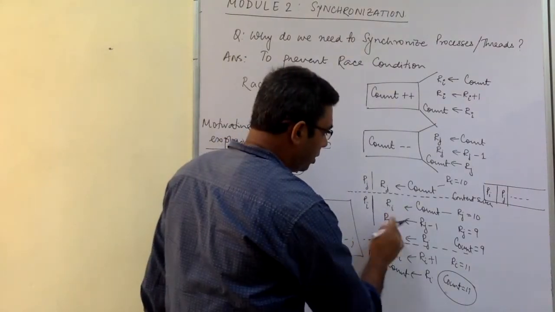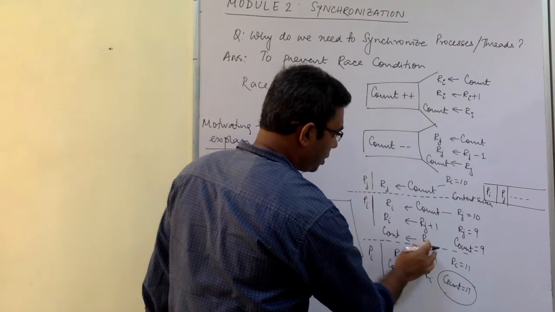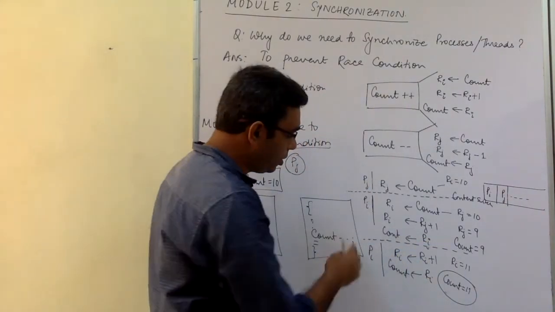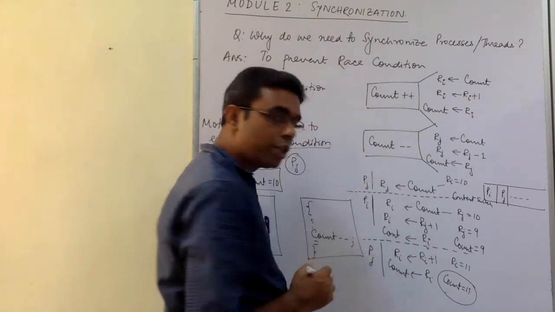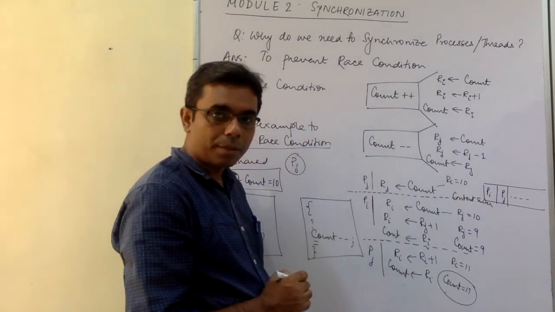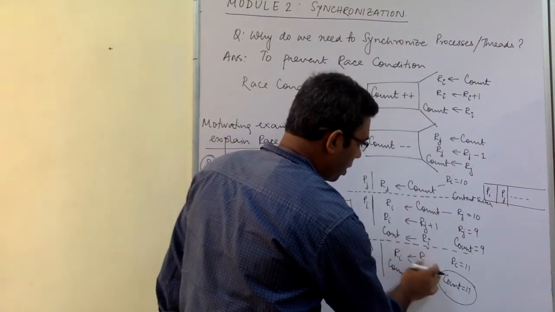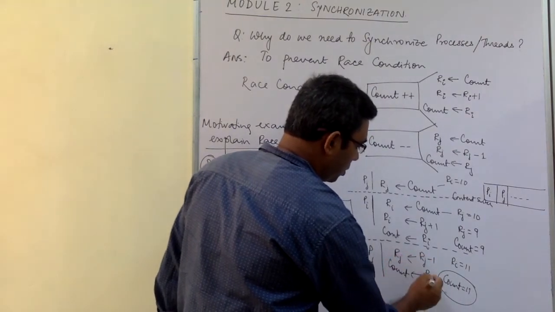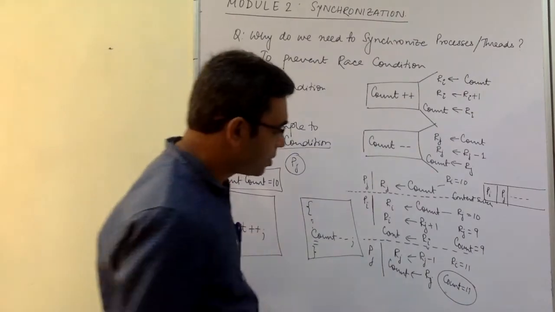Pi executed its instructions, it could complete its 3 instructions, and then the control was again changed back to pj. Now pj completed its other 2 instructions. So let's see what happens in this case.